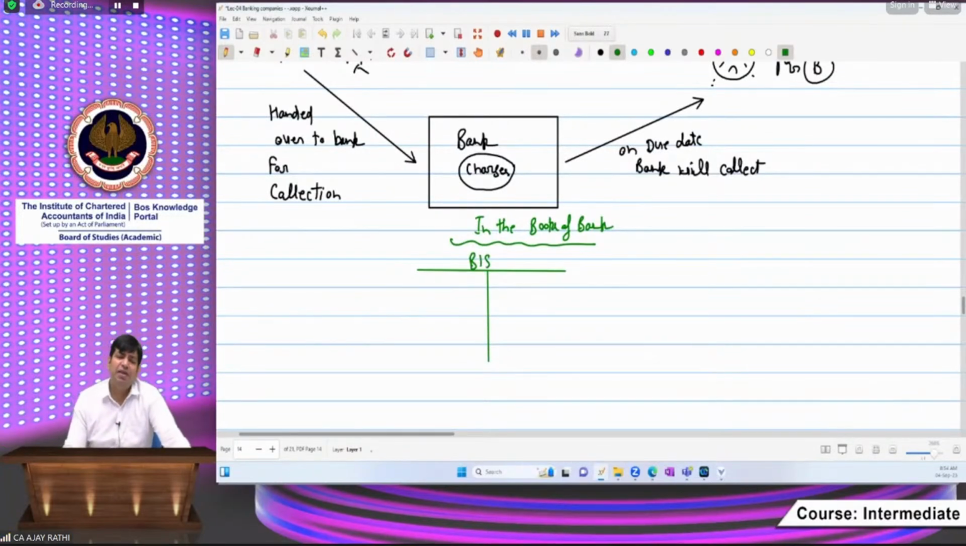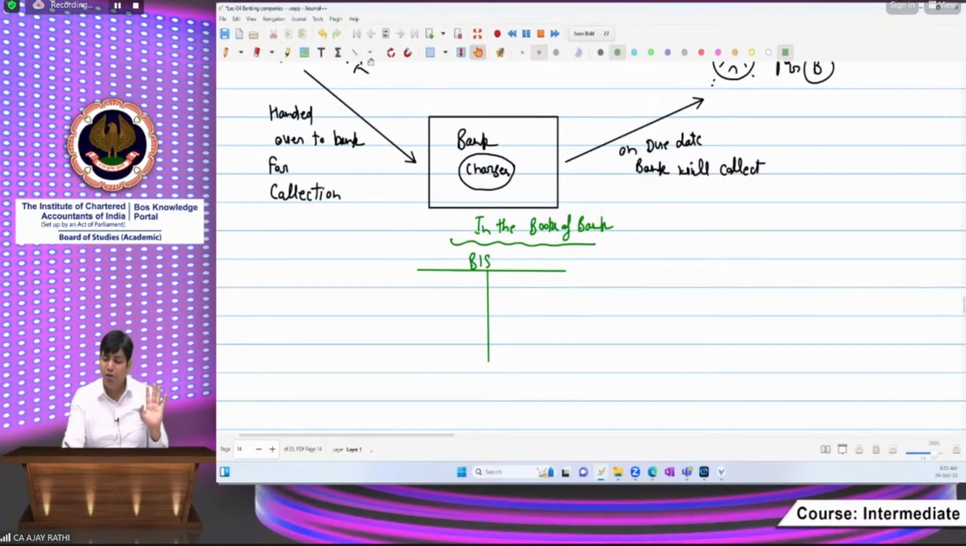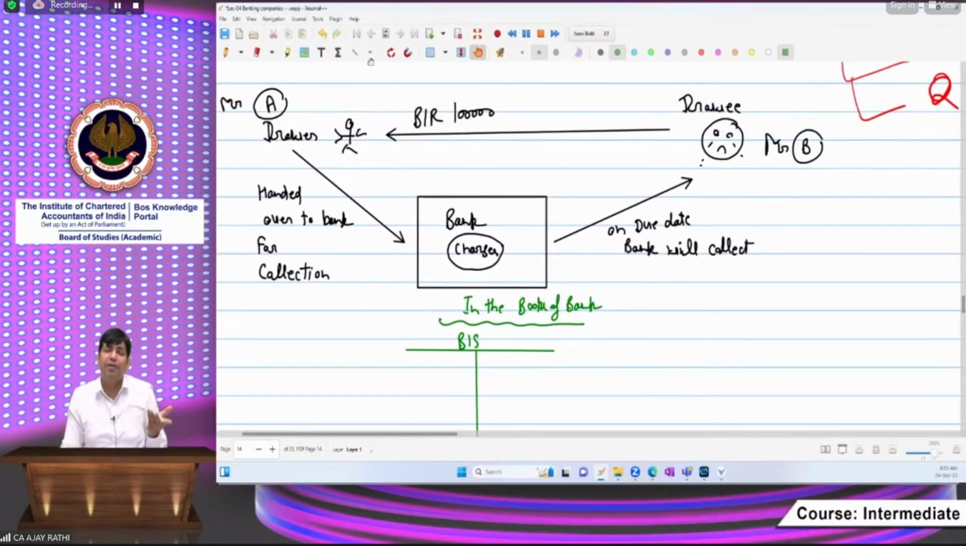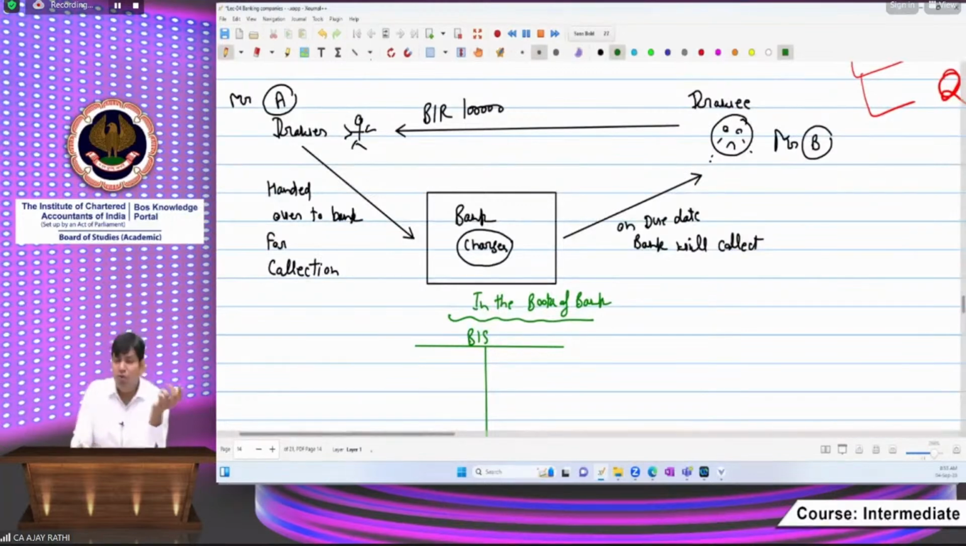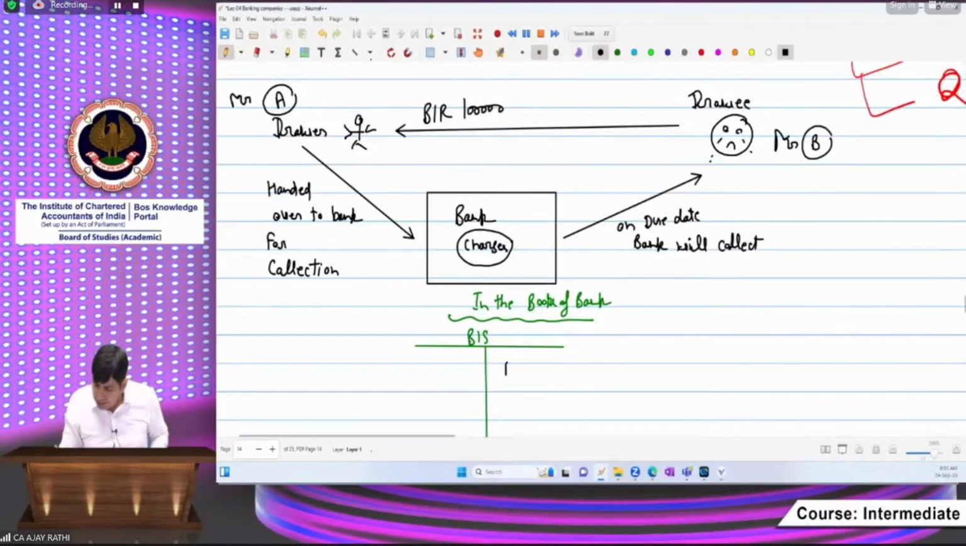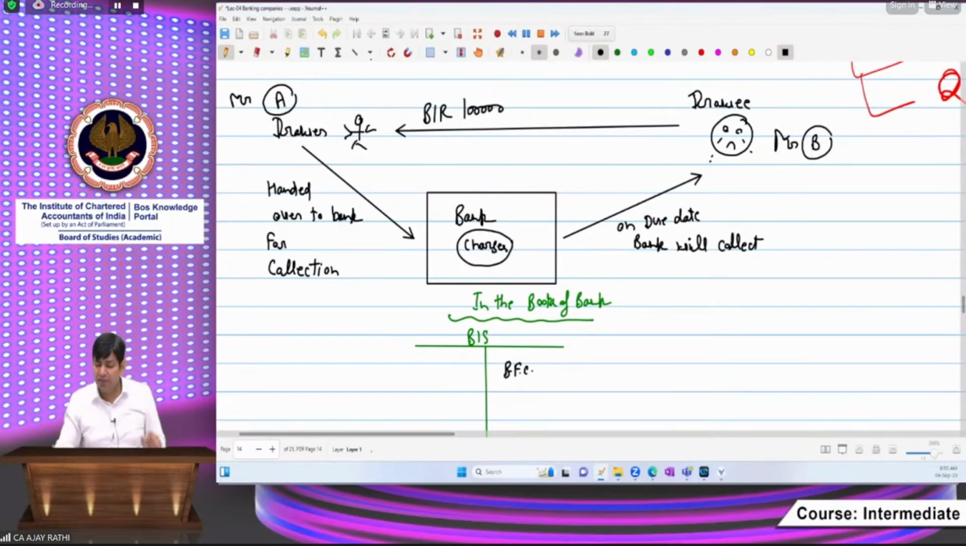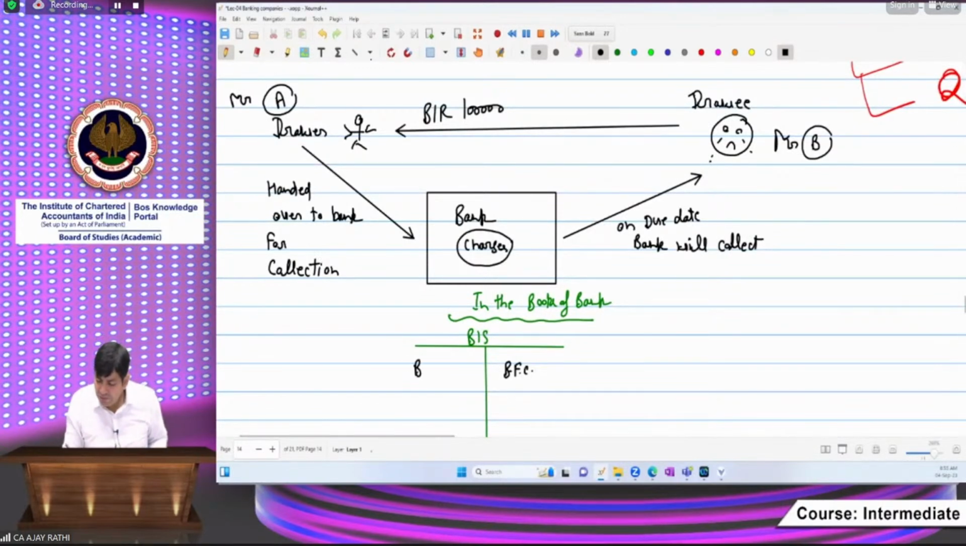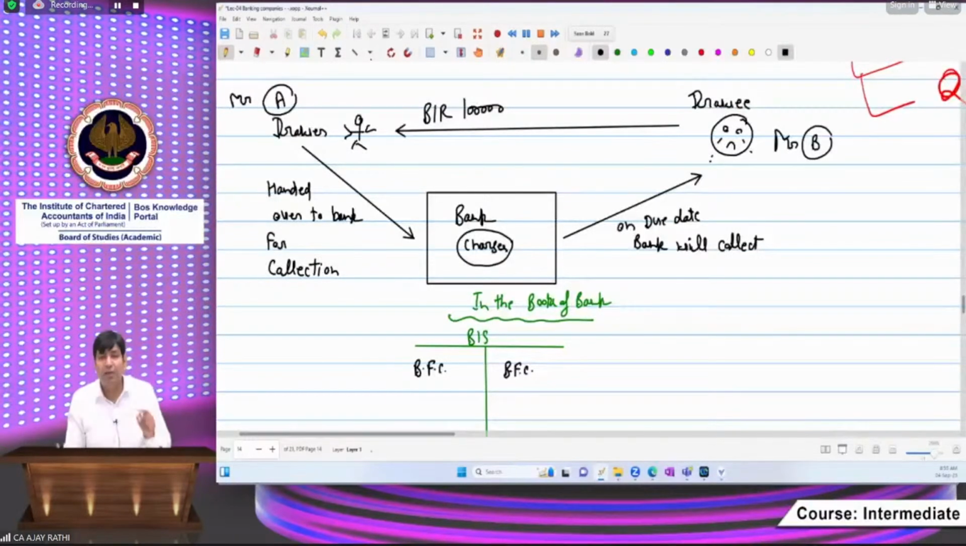Bank will say this bill of rupees 1 lakh is neither an asset for me nor a liability for me. Neither do I have to pay nor do I have to realize. I have to realize only on behalf of the customer. So beta, see, in this case, bank will show such a bill on both sides. On the asset side, bills for collection, BFC, as an asset, and also he will show bills for collection on the liability side also.